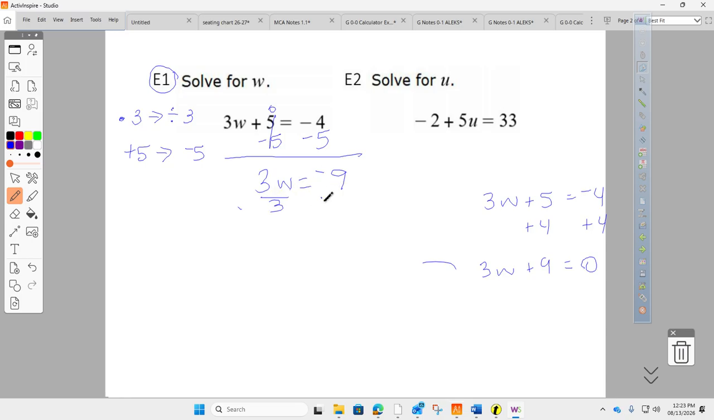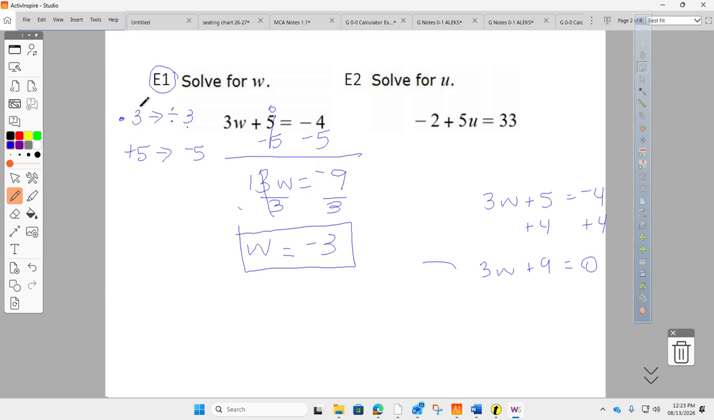Divide both sides by 3. What's any number divided by itself? Just 1, right? 3 divided by 3 is 1. So that's our goal, to get a 1w here. Negative 9 divided by positive 3 is negative 3. All right? So we think that we have solved for w. We've definitely tried to undo the operation. We definitely have w by itself.